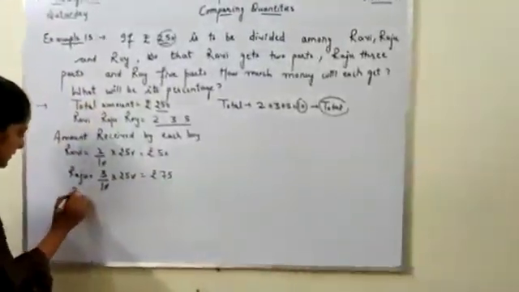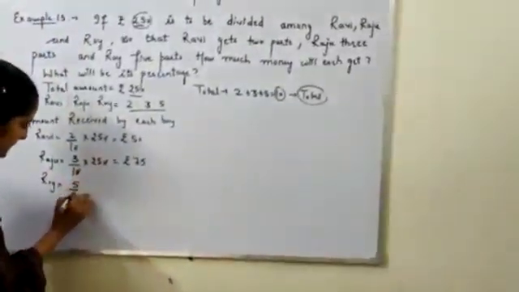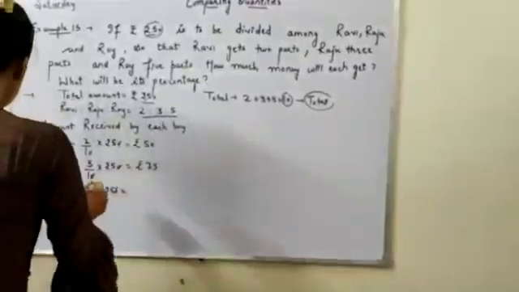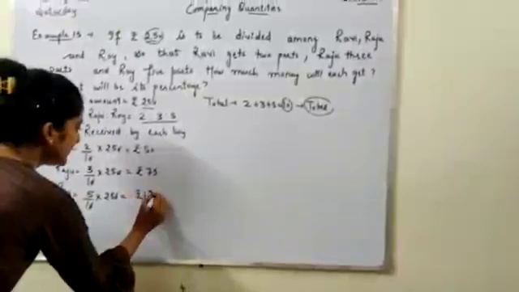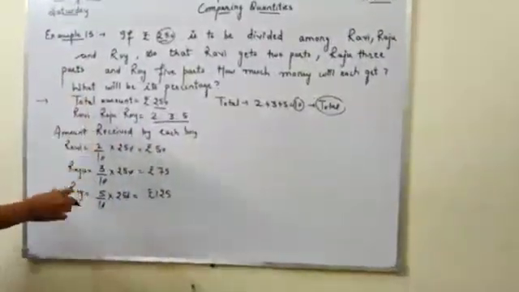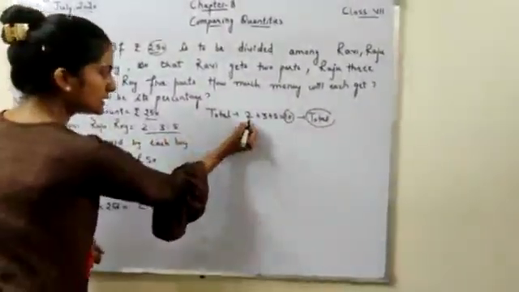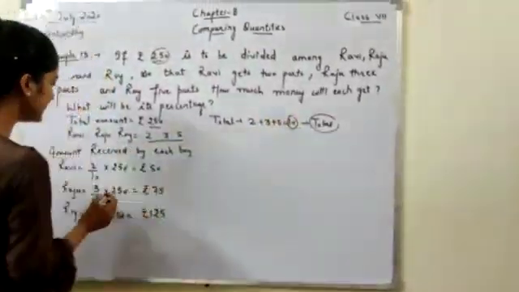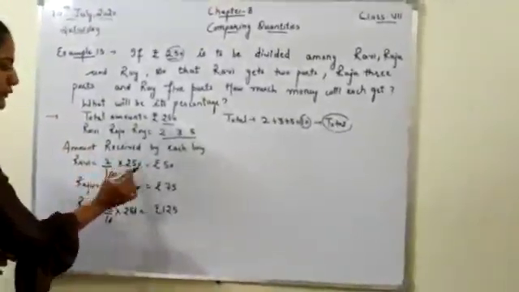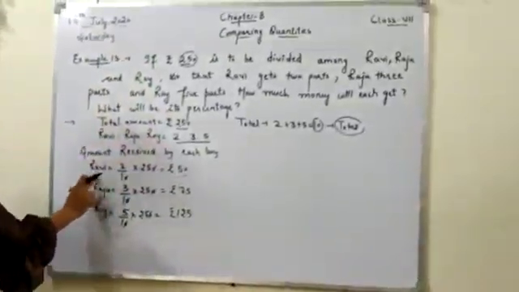Last one is Roy. What is Roy's part? 5 by 10, means total into 250. Just multiply it and it's 125. So these are the amounts received by each boy. Again I am repeating. How can we find the amount received by each one? See, 2 is the part of Ravi out of 10. It means 2 by 10 is the part of Ravi out of 250. So 2 by 10 into 250 is 50. It means out of 250, rupees 50 will be given to Ravi.